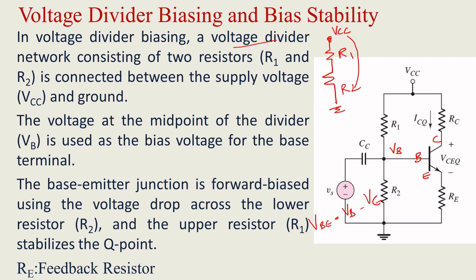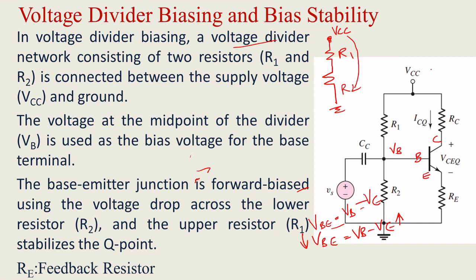If there is a change in the voltage, we'll consider the scenario also. If there is a change in VE, what happens generally? When VE is increasing, obviously VBE will reduce. When VBE reduces, IB will reduce. So when IB is reduced, IC will reduce. So the change is compensated. The increase in the current will be compensated.